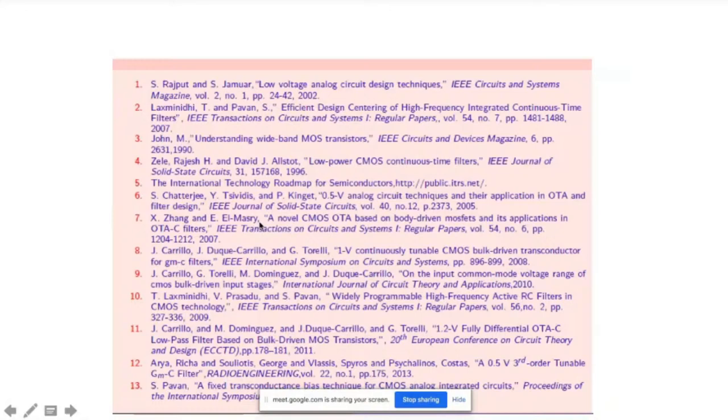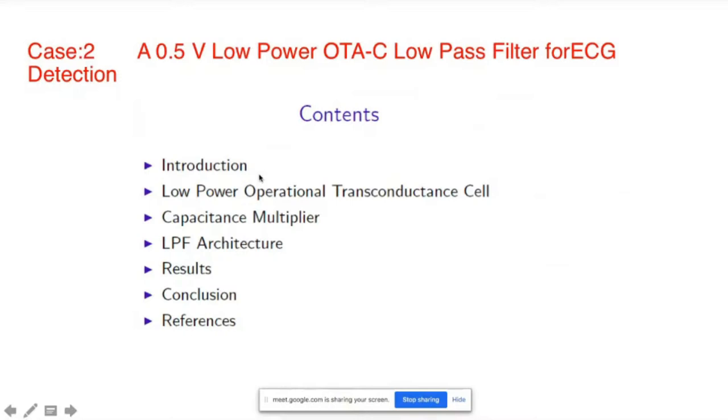And the second part, I said, was the work of one of our MTech students, which is a continuation of the earlier work, again using a 0.5 volt low power OTA low pass filter designed for ECG. So we have a low power operational capacitance multiplier, which is the additional part, and then the architecture, results and conclusion.